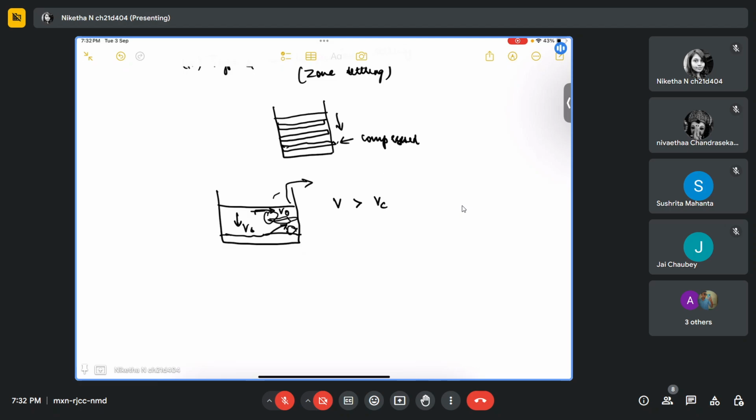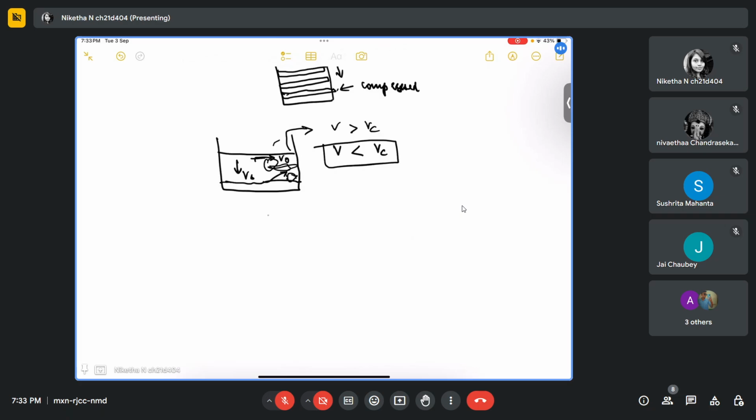So that is why, when you have a sedimentation tank, the overflow velocity should be less than the critical velocity. If V becomes greater than Vc, then the settled particles will also get resuspended and will come out of the tank. So this condition has to be maintained.